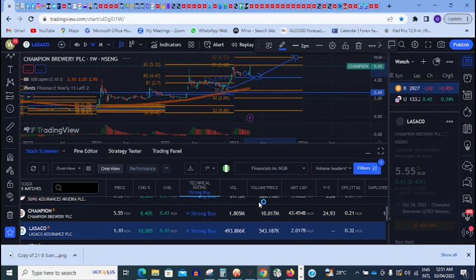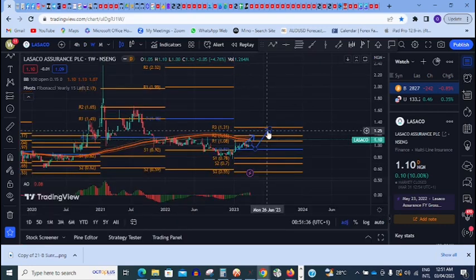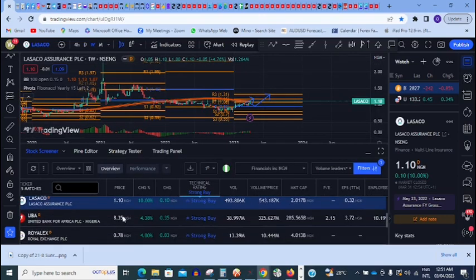Lasaco Assurance. This chart is still valid. So if you get it at the low of last week, which is like 1 naira, let's hope that the market will get to 1 naira 31 kobo. That's your profit target.